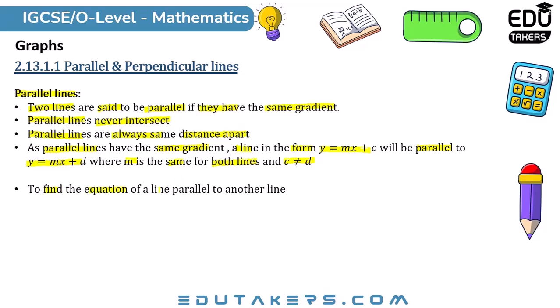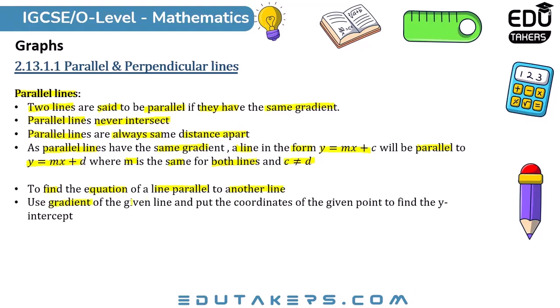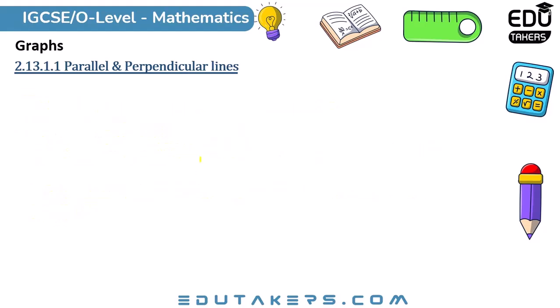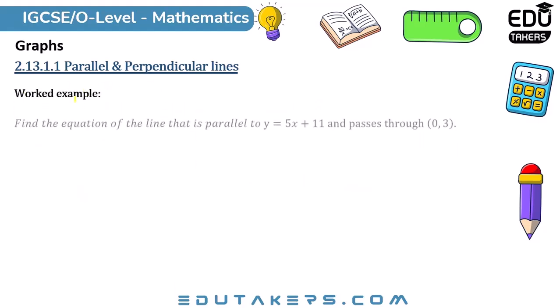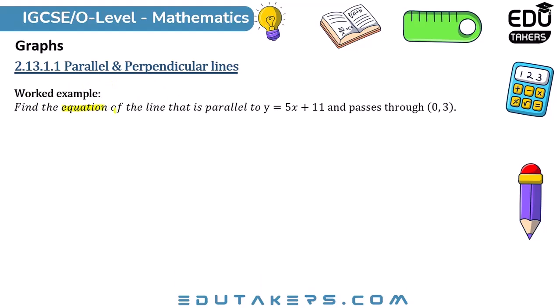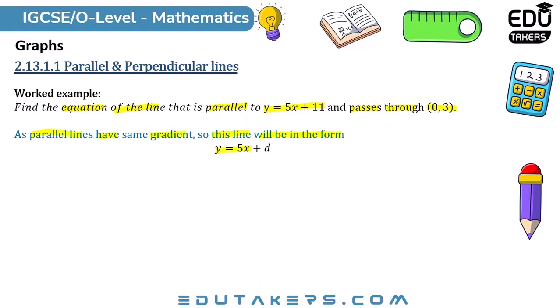To find the equation of a line parallel to another line, use the gradient of the given line and put the coordinates of the given point to find the y-intercept. Worked example. Find the equation of the line that is parallel to y is equal to 5x plus 11 and passes through (0, 3). As parallel lines have the same gradient, this line will be in the form y is equal to 5x plus d.